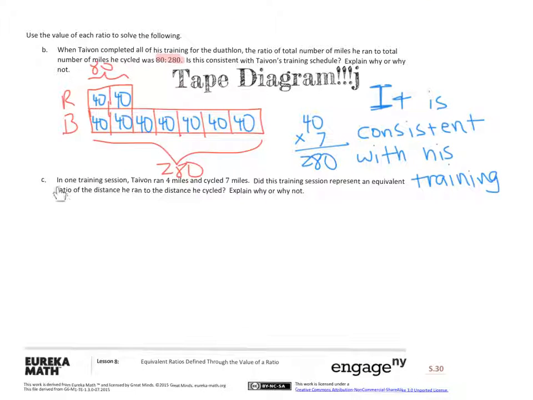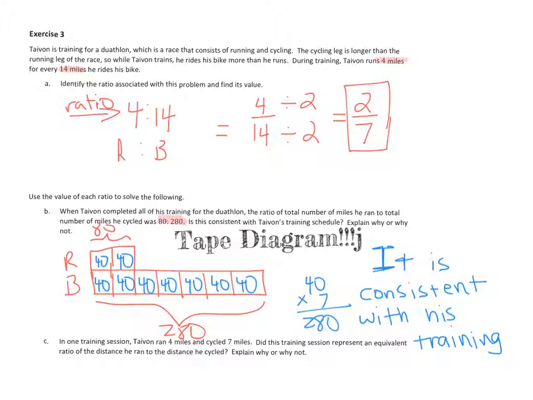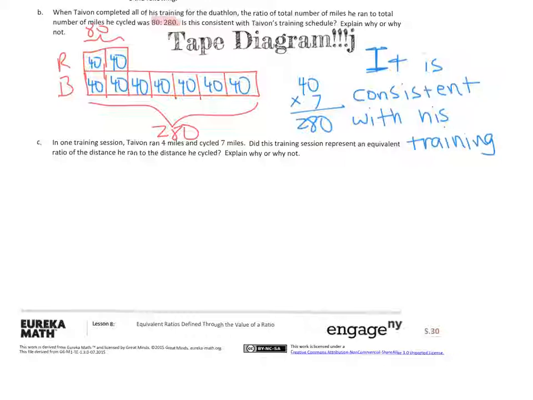And this last problem is actually really easy because of all the work we've already done. It said he ran 4 miles and cycled 7, and it asks if that's equivalent or not. Well, no, it can't be, because if you just reason with what we had up here, if I ran 4, I'd have to bike 14. And this could be the ratio of 2 to 7 by dividing each by 2. So if this was 7, this would have to be 2. And we know that's not true. So I would explain that here in clear words.